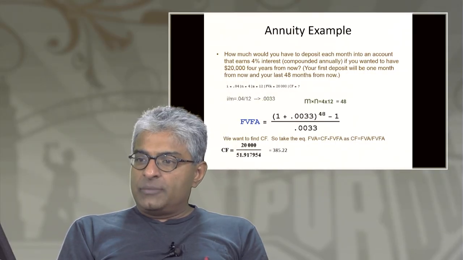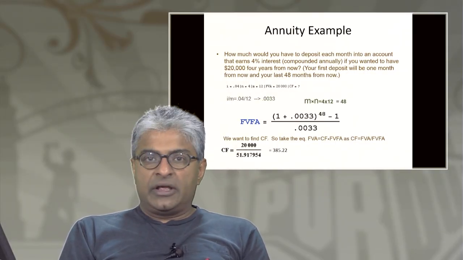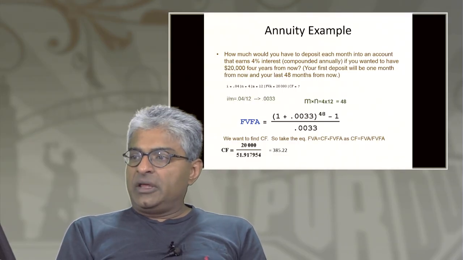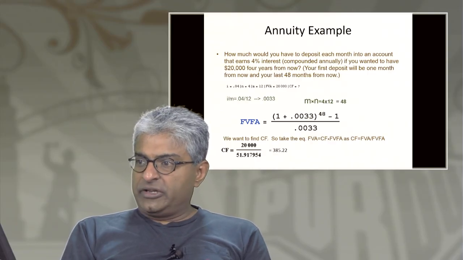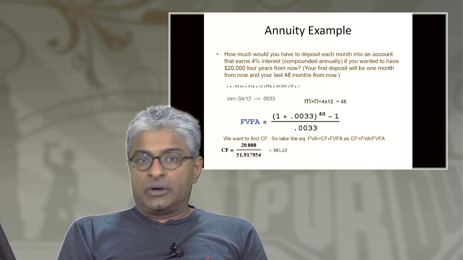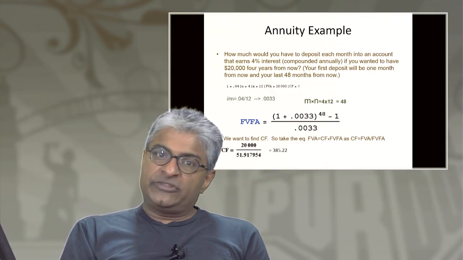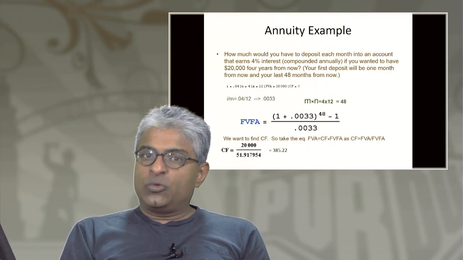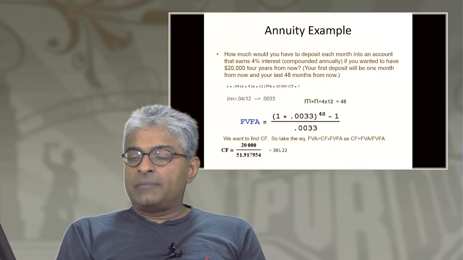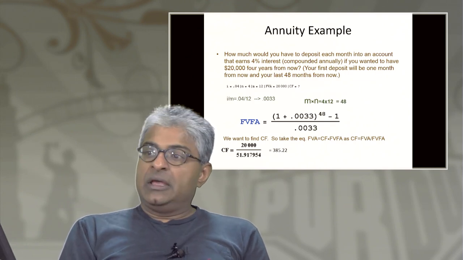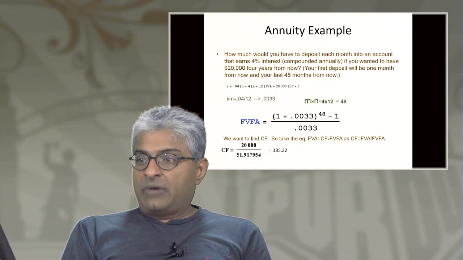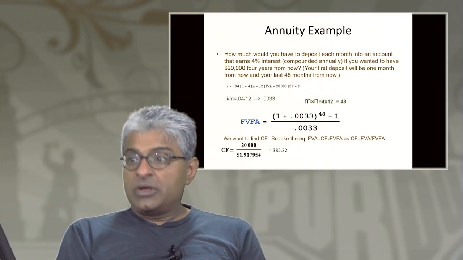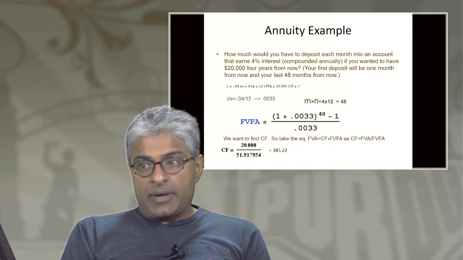So the question then becomes, what is the required information that's given to us and what do we need to solve for? You can see: how much would you have to deposit each month. That's the code for the cash flow itself being the unknown in this case. So we need to solve for what is going to be that equal monthly cash deposit that we will have to make in order for us to have $20,000 4 years from now, assuming monthly compounding.